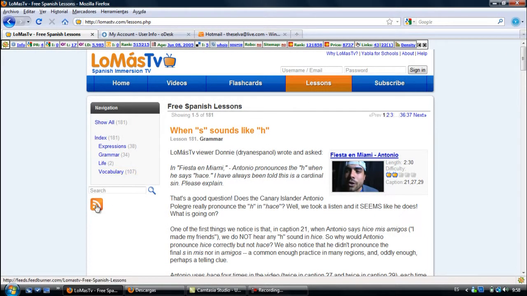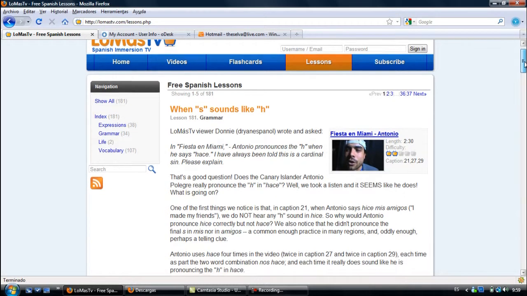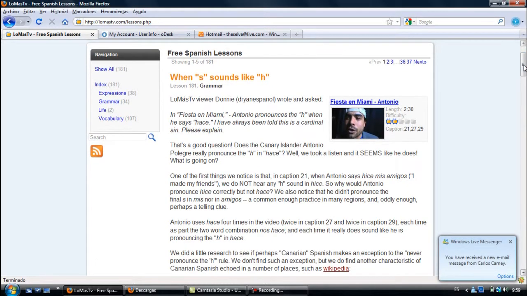So what I like about the lessons is that they have them separated into expressions, grammar, life, and vocabulary. Notice they have some grammar, some expressions, and they seem to have a lot of vocabulary. This one is talking about the pronunciation when the S sounds like an H. So when the S sounds like an H, some native Spanish speakers will say it like that.